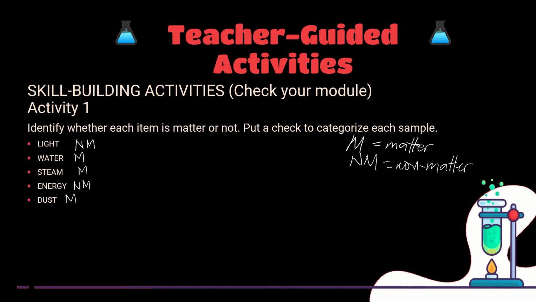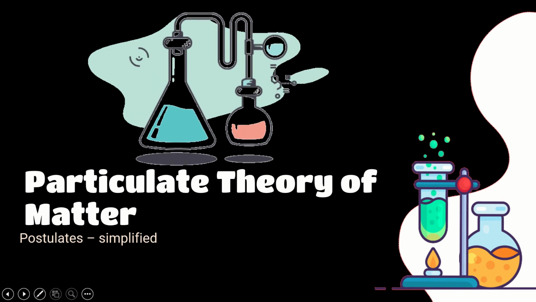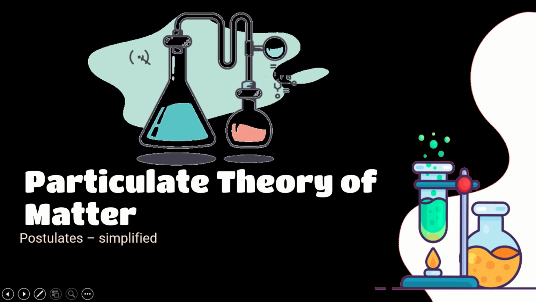These are numbers 1 to 5 in your activity number 1 under skill building activities. Check your module to answer the rest of the activity. Then try to check your own work by looking at the answer keys found at the end of the module. I hope you are doing well and that you are understanding our topic. Now we go to the particulate theory of matter, and we are going to discuss the different postulates, or what this particulate theory of matter wants to explain.